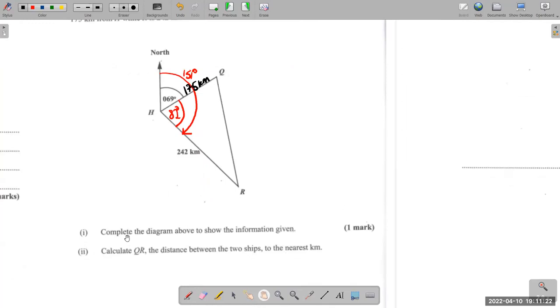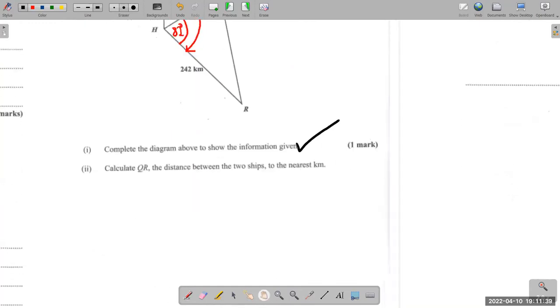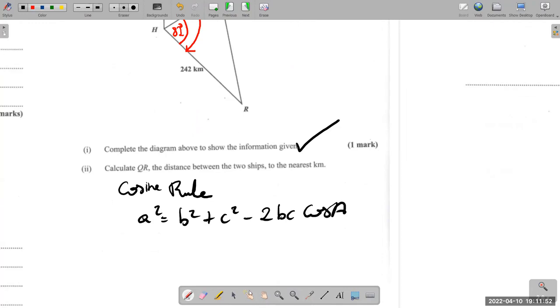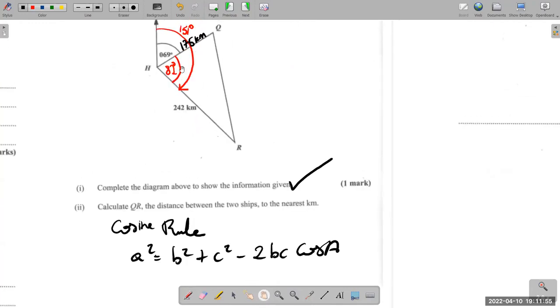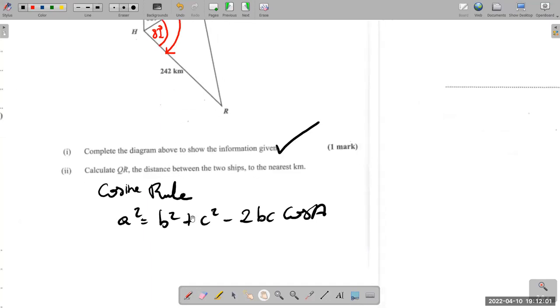Look at what they say. Complete the diagram to show the information given. Everybody got it? And guess which one they ask us to find now? QR. So we know what to do. What's the first thing you're going to write? Cosine rule. A squared equals B squared plus C squared minus 2BC cos A. You know what B is. What is B? B is one of these distances, C is the other one, cos A is that, and we know how to substitute and solve. Everybody with me?